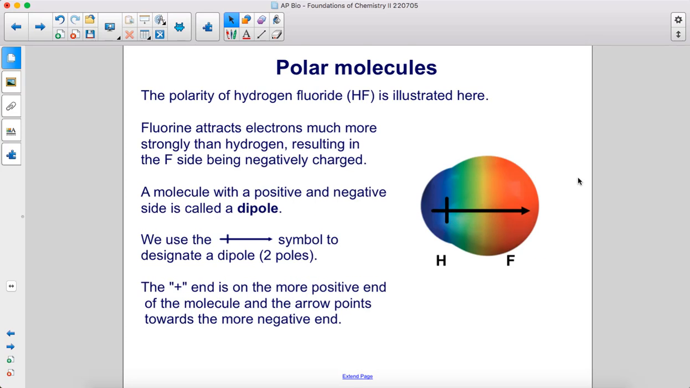The polarity of hydrogen fluoride is illustrated here. Fluorine attracts electrons much more strongly than hydrogen, resulting in the fluorine side being negatively charged. A molecule with a positive and negative side is called a dipole. We use this symbol to designate a dipole that has two poles. The plus end is on the more positive end of the molecule, and the arrow points towards the more negative end.